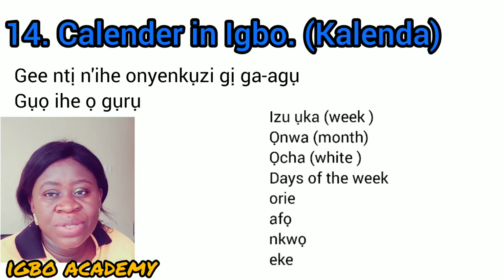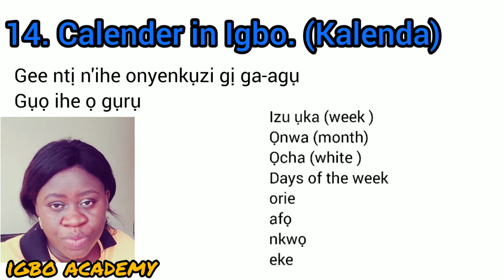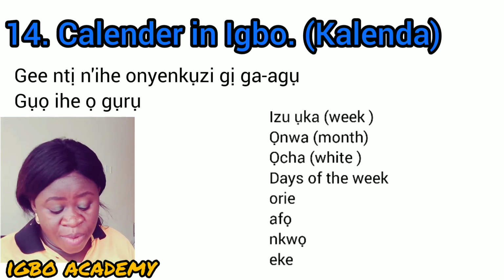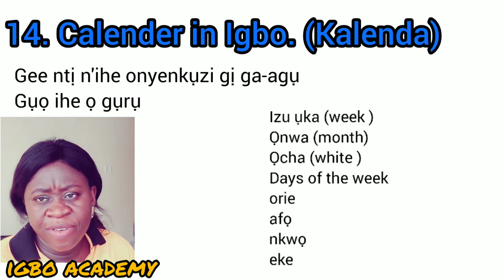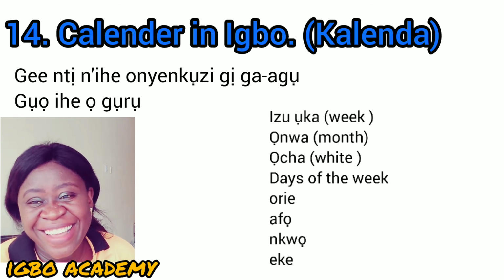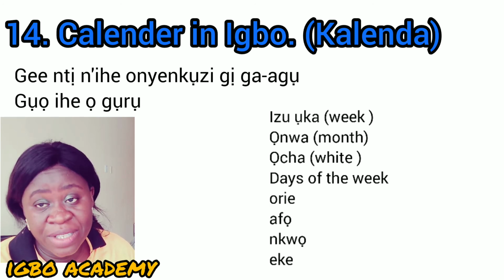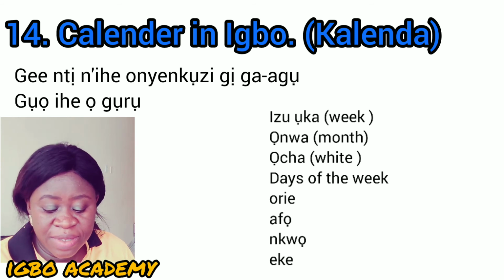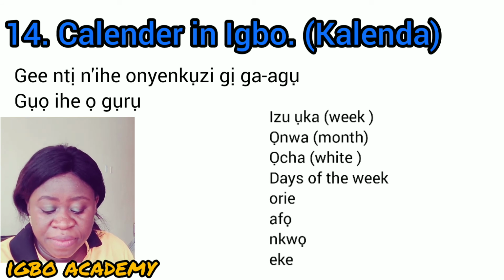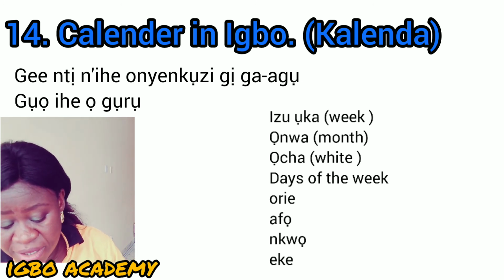Then Orie. What is Orie? Orie is one of the market days. Then Afo. Afo is a name for a day in the week of the Igbo market, of the Igbo days. Nkwo is the same thing. Eke is the same thing. Then kalenda. Calendar is calendar in English language. It's just the same thing.